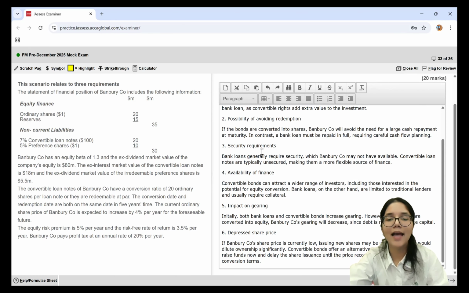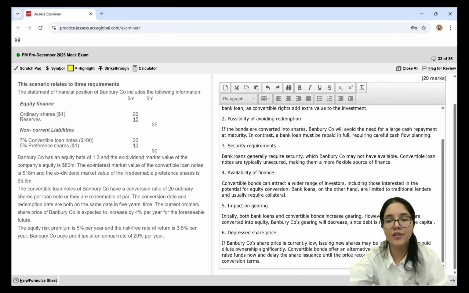Talking about the third aspect, it could be about the security requirements. Usually if you go for a bank loan, they will need some asset as collateral for security. But if Banbury company may not have any security available, then again they will prefer these convertible loan notes, because you do not have to offer any security for issuing these loan notes.